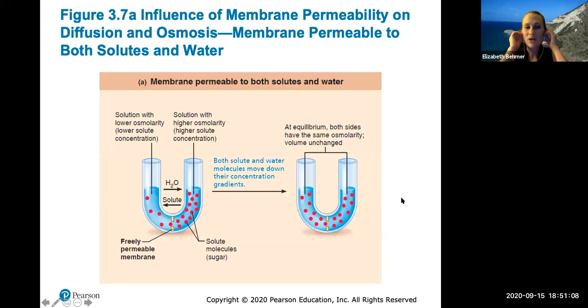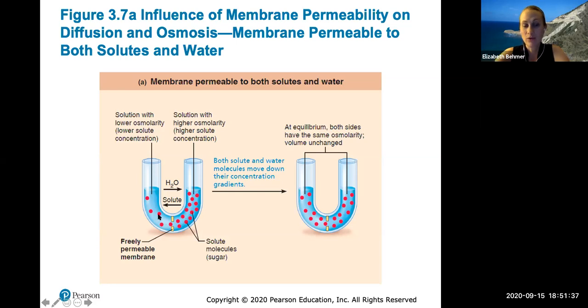Okay, so the best way to talk about osmosis is to see a visual. Here is a look at a U-shaped beaker showing how we have a freely permeable membrane to begin with. So this is an example of a freely permeable membrane, meaning that both water and the solute can move through the membrane itself. So simple osmosis will occur.